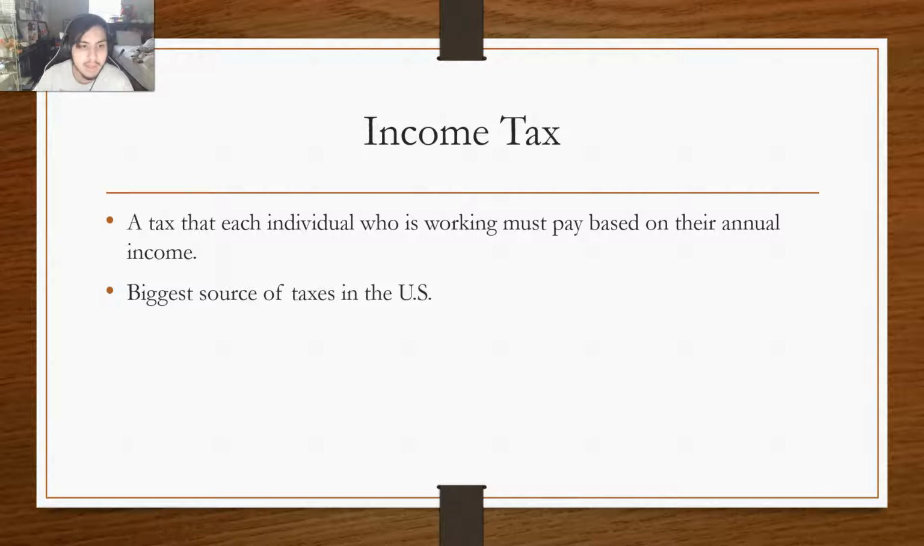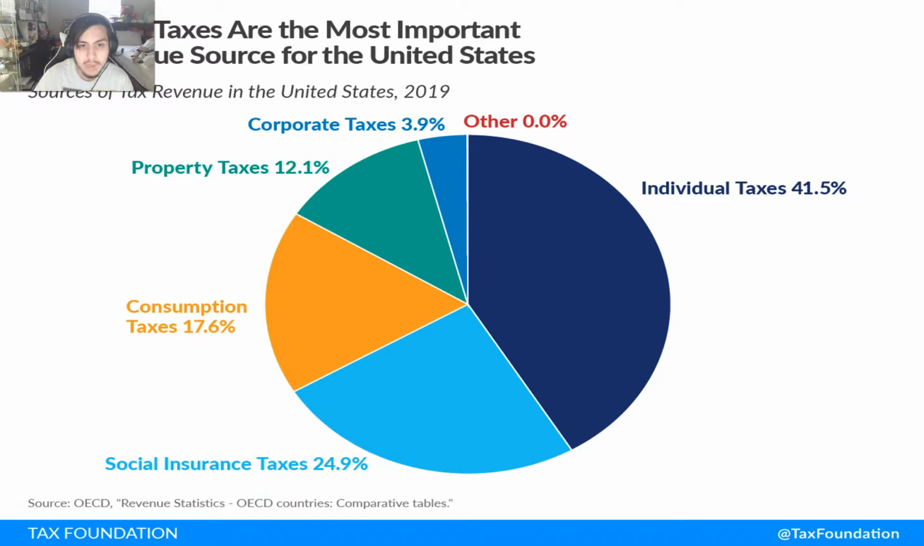So, income tax. Very plain and simple, it's a tax that each individual who's working must pay based on their annual income. And it's the US's biggest source when it comes to taxes. So, here you can see, this is all the tax revenue that the United States picked up in 2019. As you can see, we have 41.5% of individual income taxes. And if you want to take it a step further, the social insurance taxes, this is Medicaid and Social Security, which I'll get into a little bit later.